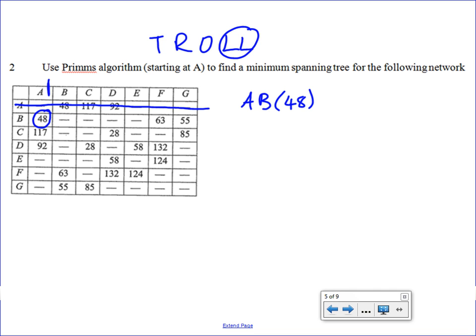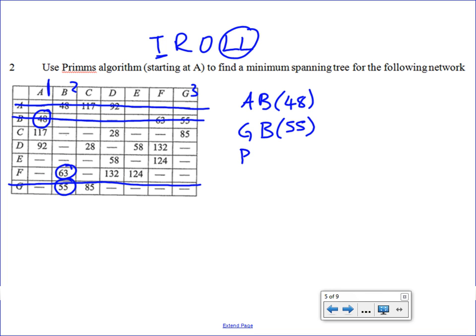we're going to go back to T. So we're going to label B as number 2, remove row B, have a look down those two. The smallest is 55. So 55 is GB, and then we're back to T. So what we introduced? G. So G came in third. If we look down, the smallest is now 63, which is BF. So F came in fourth.